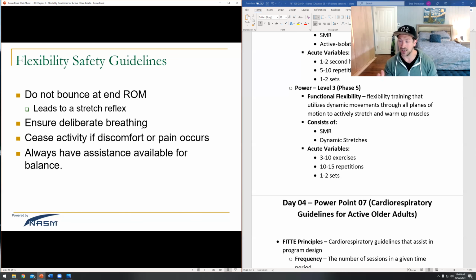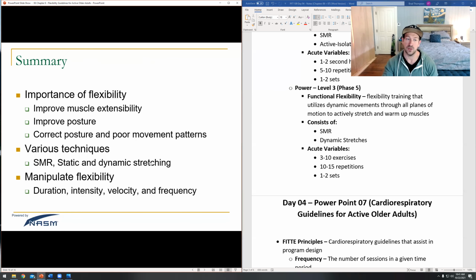Ensure that they are breathing. Clients, obviously, as we get older, we start to have hypertension problems. Holding your breath raises your blood pressure. We don't want that. So ensure that your client is breathing, even if they are holding big, long stretches. Cease any activity if any pain or discomfort is occurring, and always have assistance available if they're doing the type of stretch that requires some balancing.